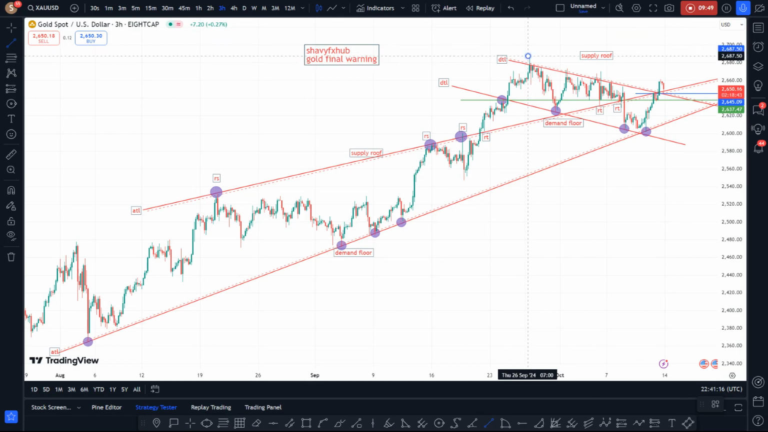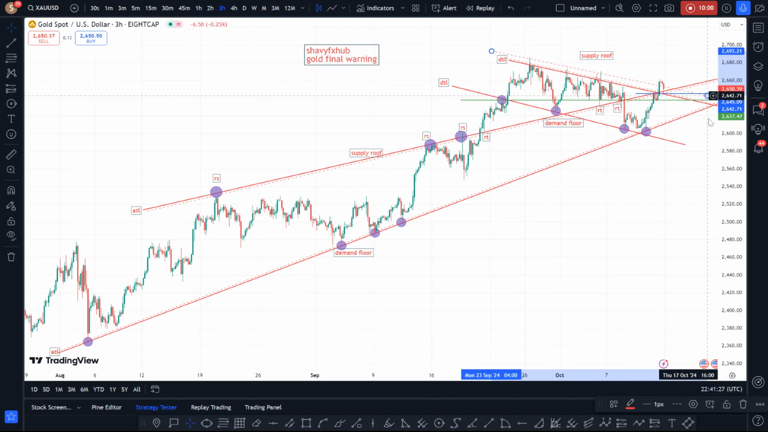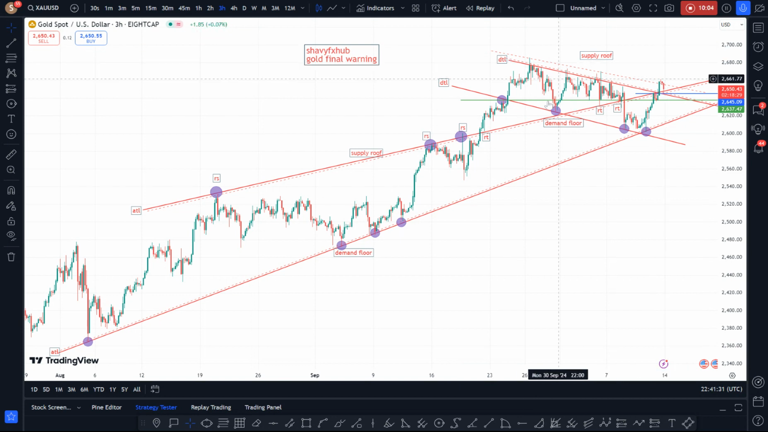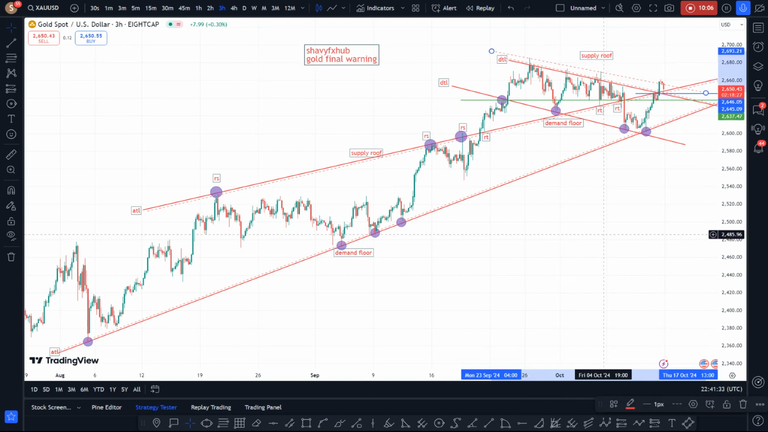And even if we connect the wicks, it will show that price... Let's connect the wicks also to look at it. Let's connect all the wicks. If we connect all the wicks, this is what we get.